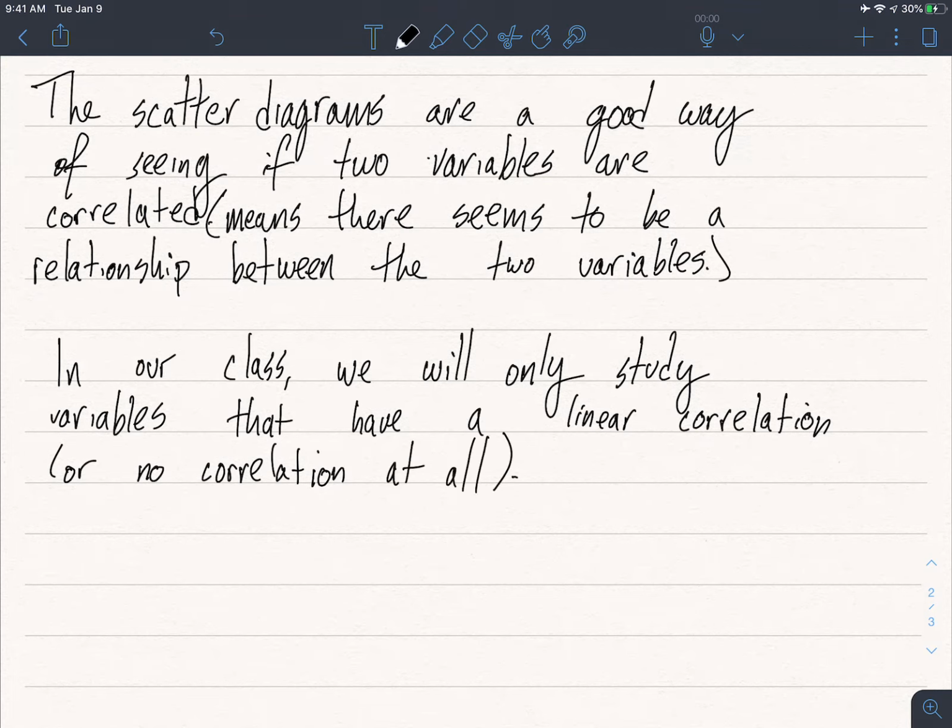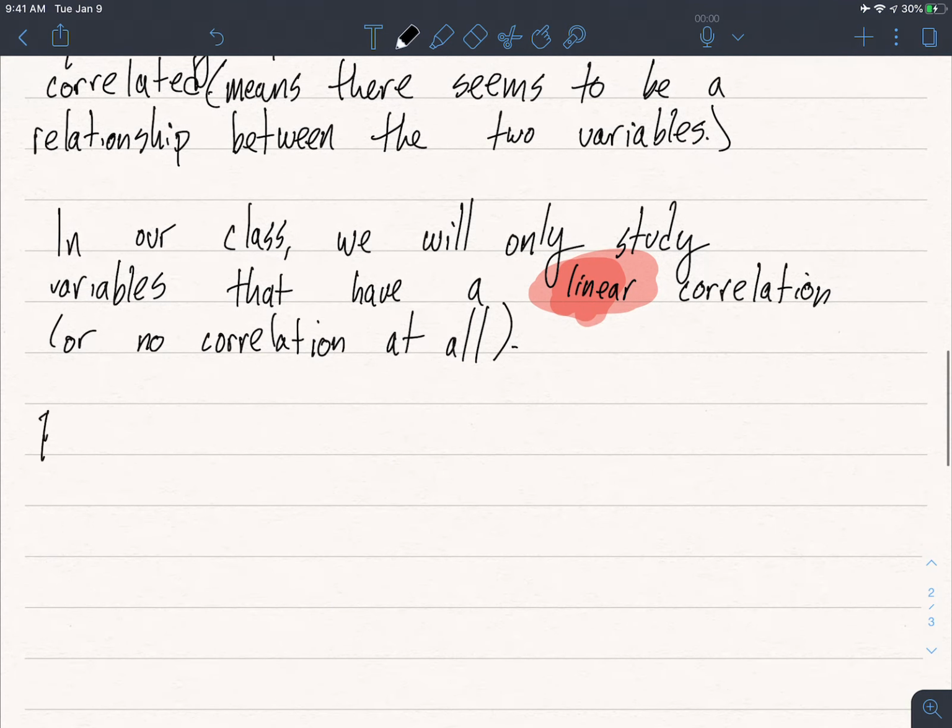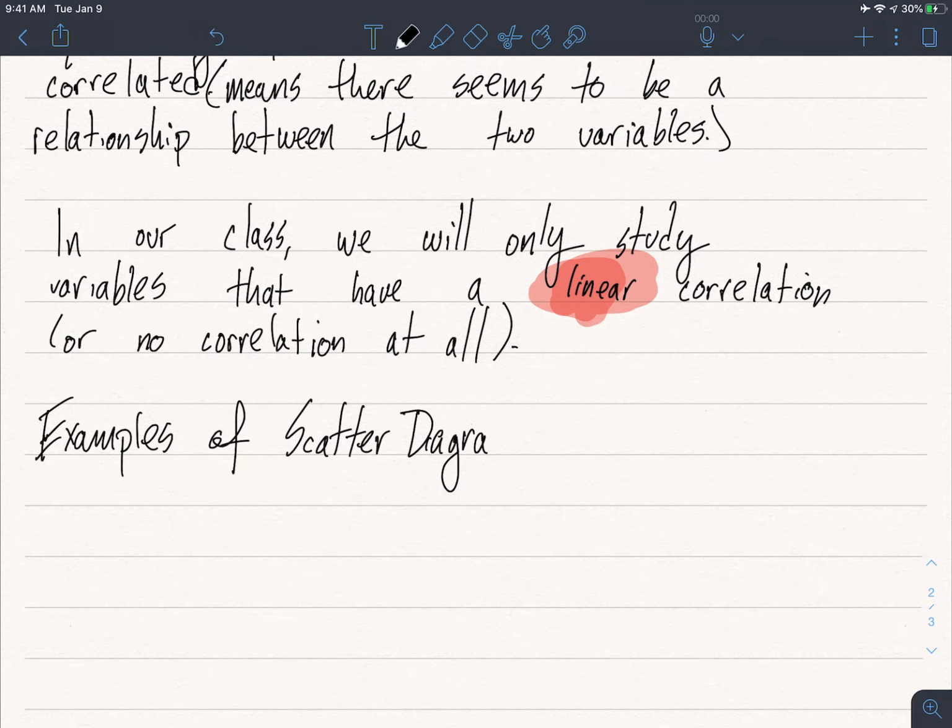And what does this word linear mean? Well, it's in the word. If something is linear, it looks like a line when plotted. So, straight up. Let me give some examples of scatter diagrams or scatter plots.